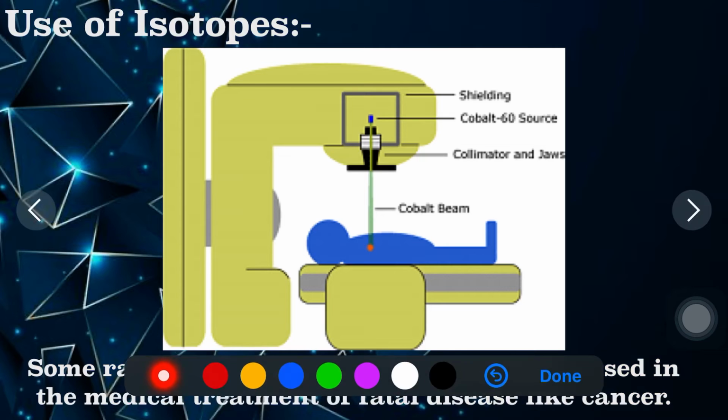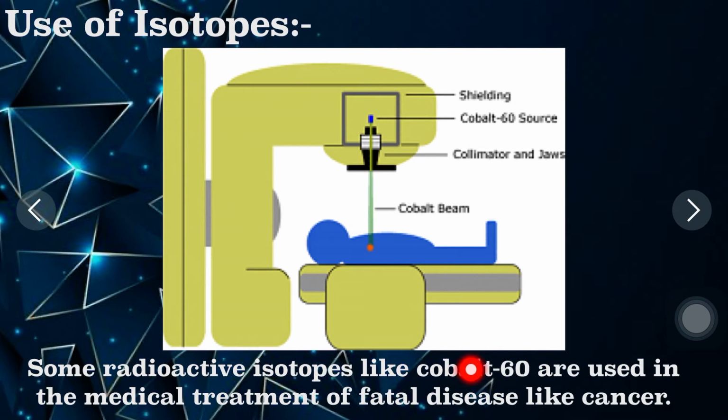Some radioactive isotopes like cobalt 60 are used in the medical treatment of fatal diseases like cancer. So student, as you can see in the image, the treatment of cancer has been done with the help of cobalt 60. As you can see, the equipment consists of a shielding, cobalt 60 source, collimator and jaws and cobalt beam. So student, it is a radioactive element, so the rays of the element cobalt are passed to treat cancer disease.